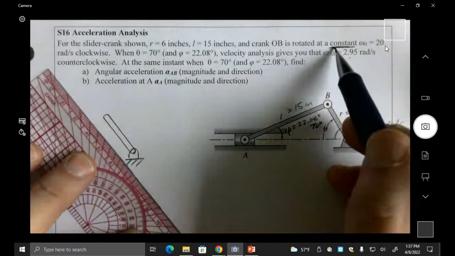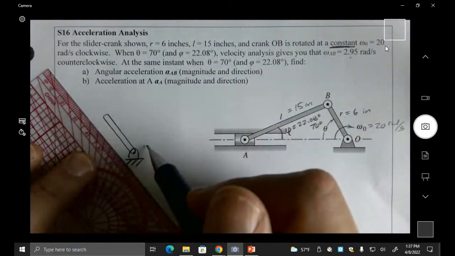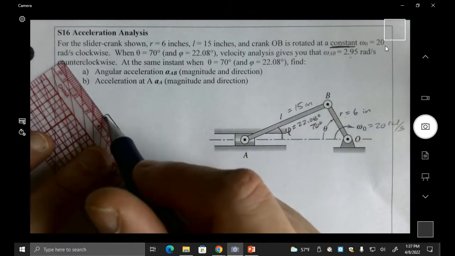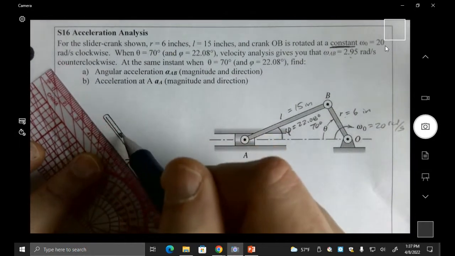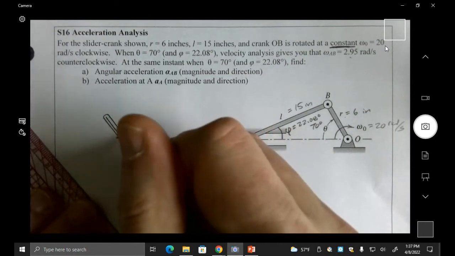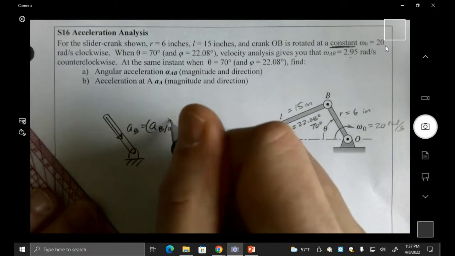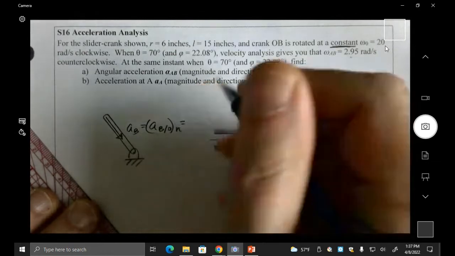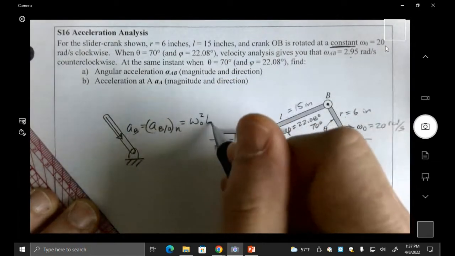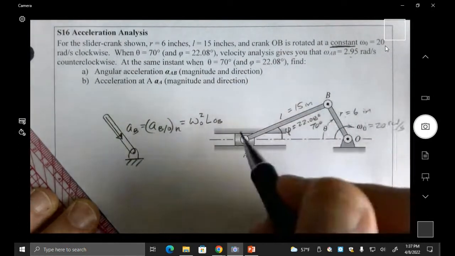They gave us a constant angular velocity. Therefore, it has no tangential component of acceleration. It only has a normal component of acceleration that's pointing towards the center. So you could say that the entirety of the acceleration of B could also be written as the acceleration of B with respect to O in the normal direction, which is going to be omega_O squared times L_OB. Why is that the case?